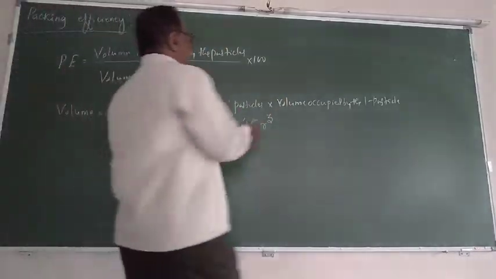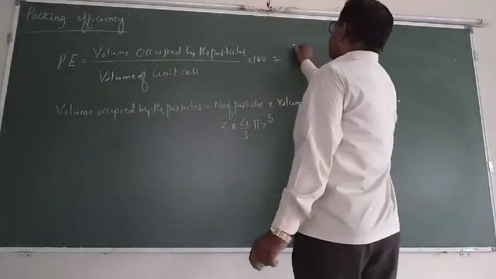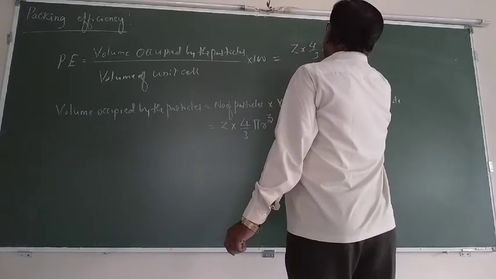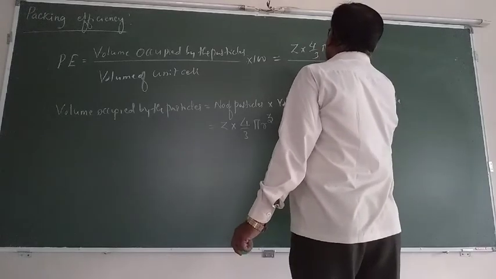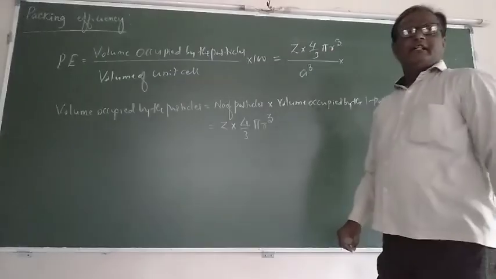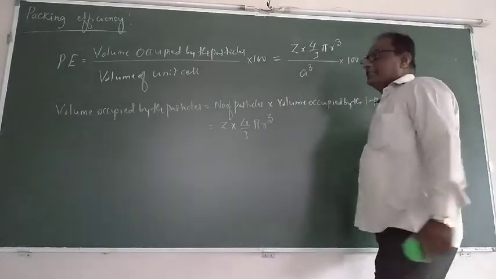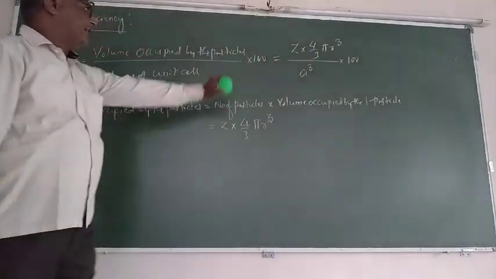So we can write that packing efficiency is equal to Z into 4/3 πr³ divided by a³, where a is the edge length of the unit cell, into 100. This is what we call packing efficiency.